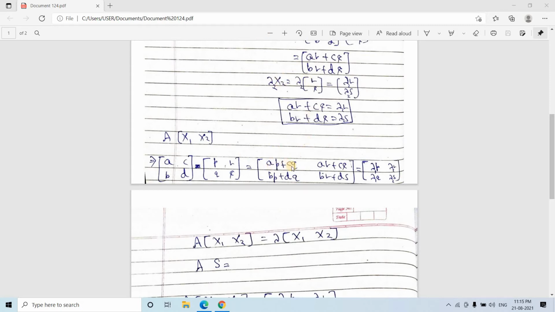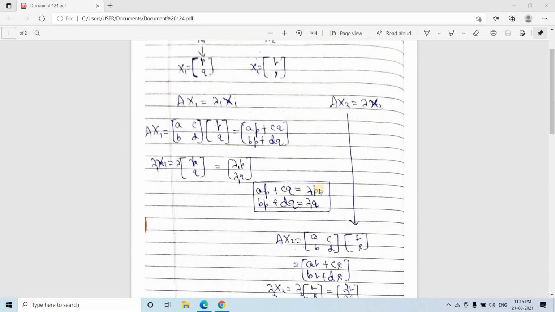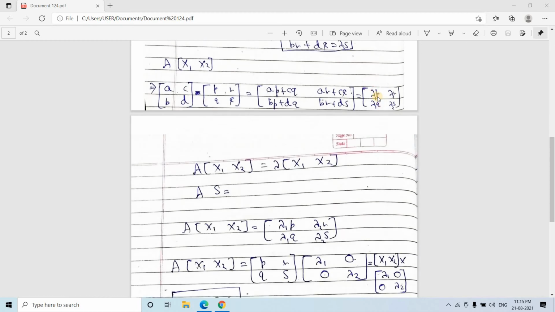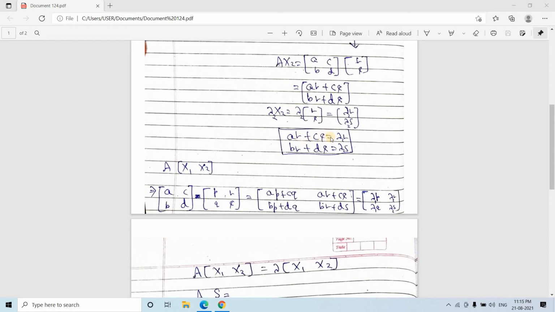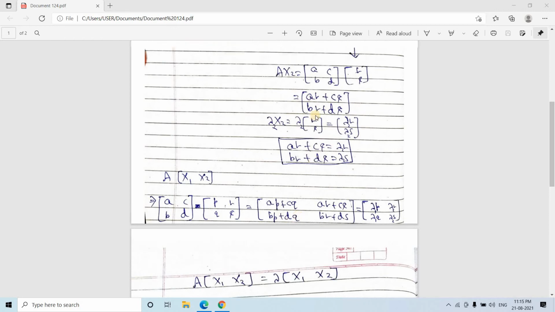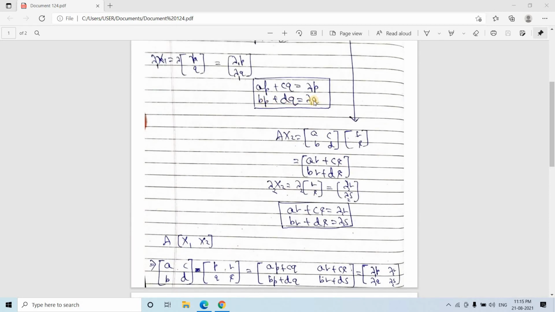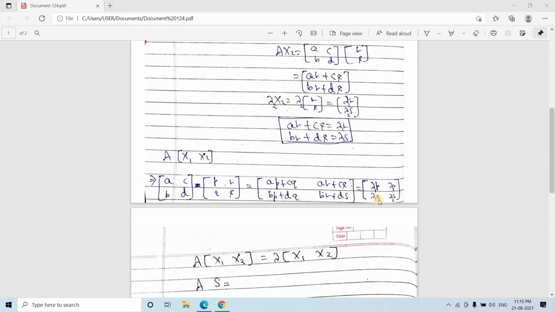So if you see AP plus CQ, see here, AP plus CQ equals lambda 1 P. So I have substituted lambda 1 P here. AR plus CS, if you see, AR plus CS equals lambda 2 R. So I substituted lambda 2 R. BP plus DQ, what is the value? See, BP plus DQ is lambda 1 Q. So I substituted here lambda 1 Q. And BR plus DS, if you see, BR plus DS equals lambda 2 S, so substitute lambda 2 S.